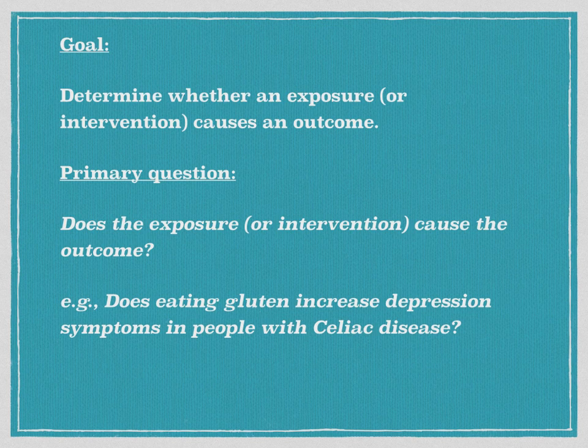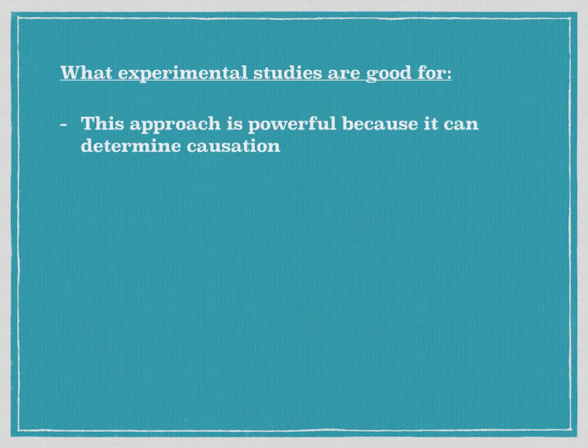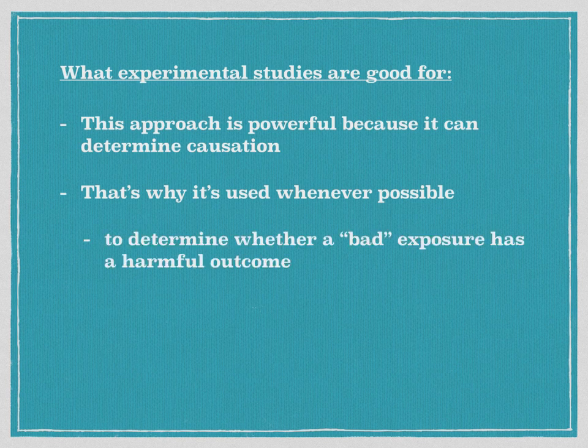For example, we might ask, does eating gluten increase depression symptoms in people with celiac disease? Or we may ask, does a social work intervention decrease hospital readmission? This approach is used whenever possible. That is, when ethics and resources allow us to induce an exposure in order to assess its outcome. It is used not only to assess whether a bad exposure has harmful outcome, but also assesses whether an intervention, such as treatment, medication, or preventative measure, has the intended helpful outcome.